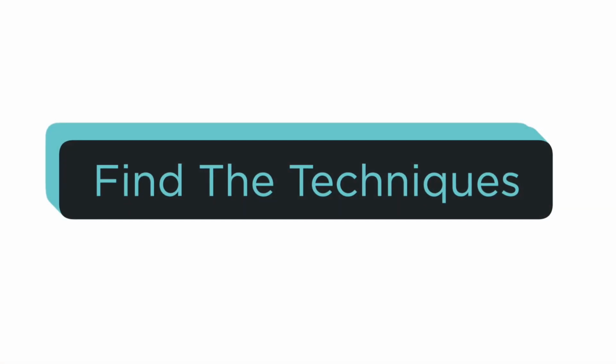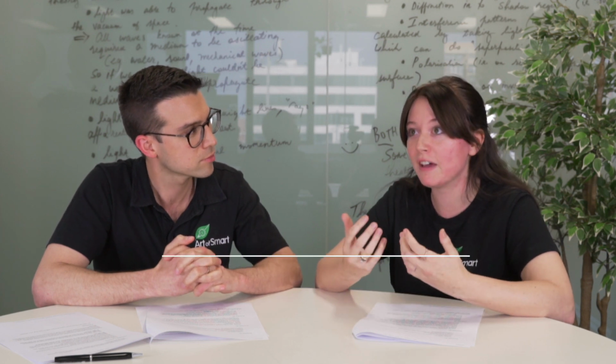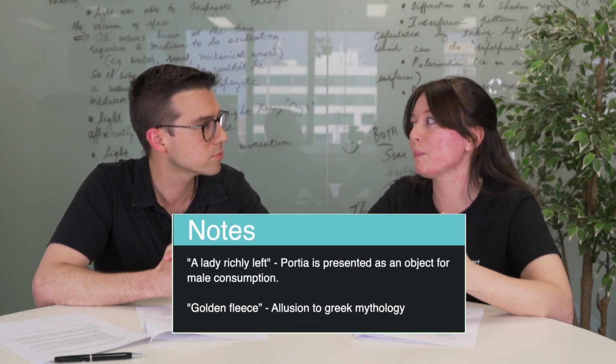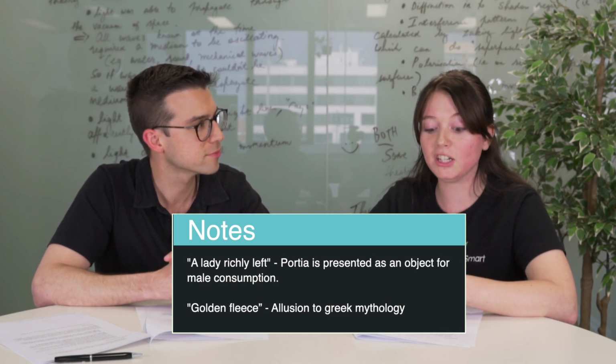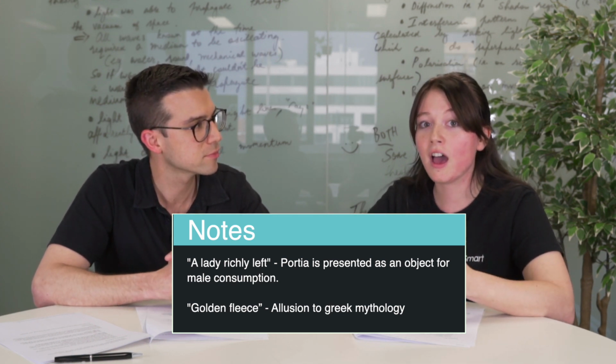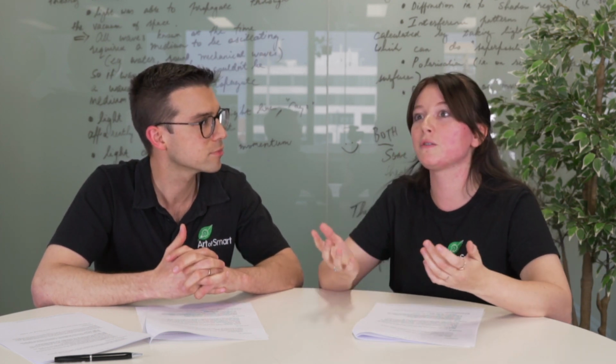Yeah, so the first thing we've got to do is find the techniques. And luckily, with the quotes that you just said, there's a bunch of techniques. So with "lady richly left," we have that idea of economic consumerist imagery. And then the quote "golden fleece and many Jasons come in quest of her" is actually a mythological allusion to Greek mythology. So that's referring to a story where a bunch of people in Greek mythology go off on a quest for a golden fleece.